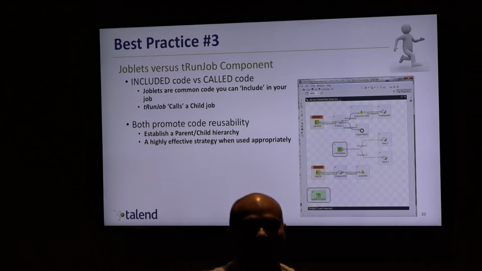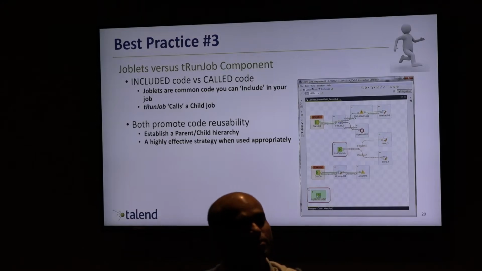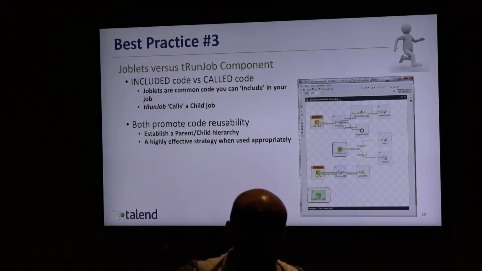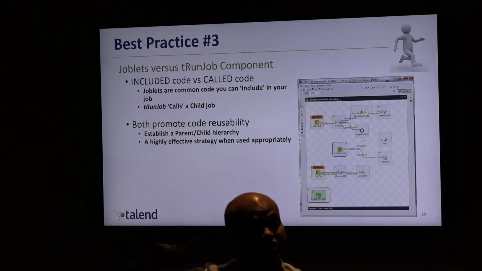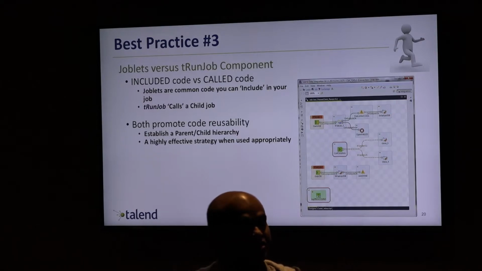In terms of performance or efficiency, there's no big difference, honestly. It's really for templates. If you're building a template, use it as a joblet. If it's actually a proper job, if it has a source and target and you're actually processing data, and it's a lot of data, and you want to execute on a different JVM, use the tRunJob.